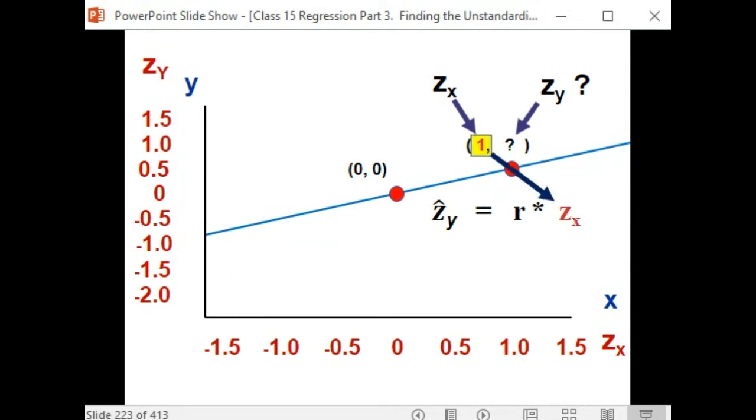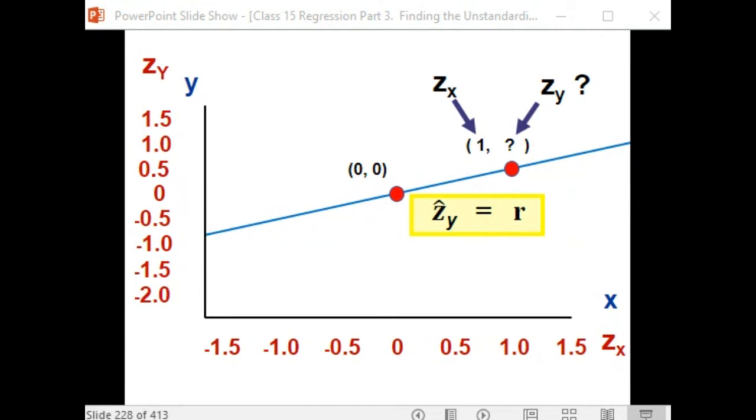Now, we just said that for this point, the z of x is 1. Just plug that number into the magic formula like this. So now we have a new equation. The predicted z of y is equal to r times 1. Now, of course, r times 1 is equal to r. So we can simplify r times 1 to just plain r. And now we have a new equation.